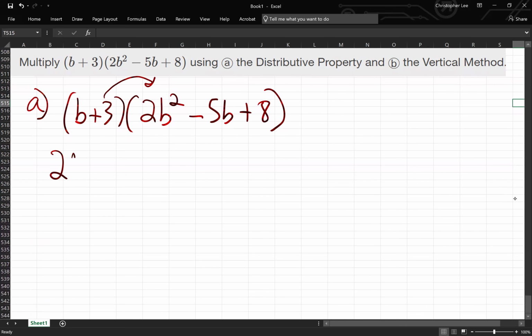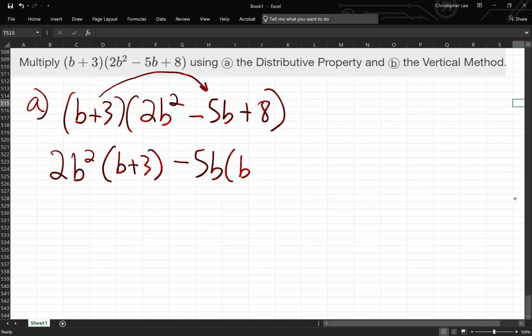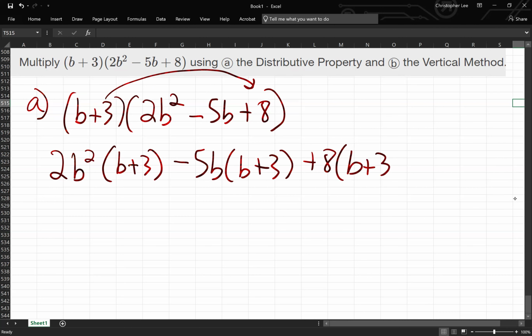So I have 2b squared times b plus 3. All right, next one, negative 5b times b plus 3. Very good. All right, last one, plus 8 times b plus 3. Perfect, perfect, perfect. Distribute to every term.